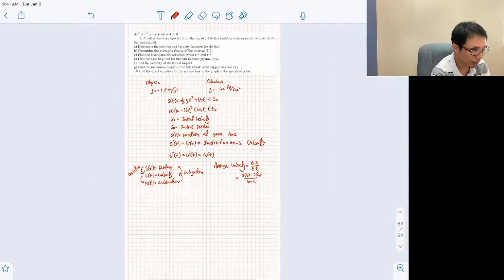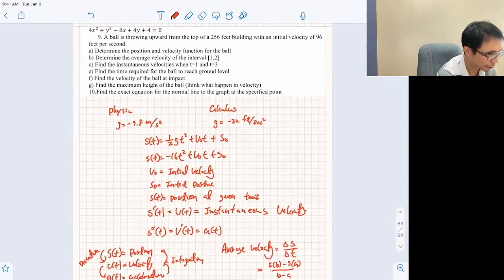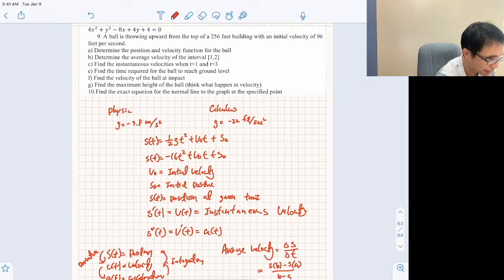So this becomes a very famous Algebra 2 question. There was a question like this. They say determine the position and velocity function for the ball. Determine the average velocity on the time interval 1 and 3. Find the instantaneous velocity at t equal to 1 and t equal to 3. Find the time required for the ball to reach ground level, which is usually called the point of impact. Or find the velocity of the ball at impact. Or find the maximum height of the ball.